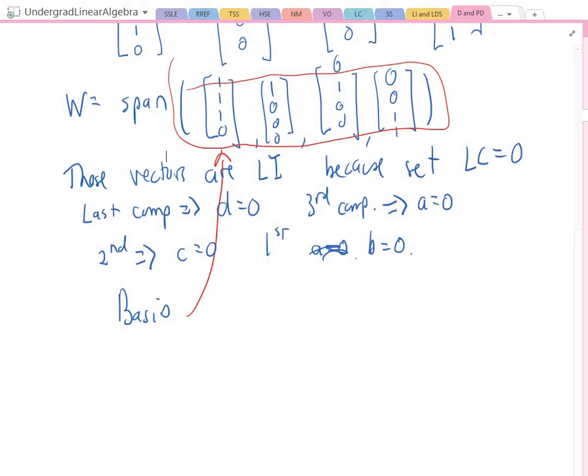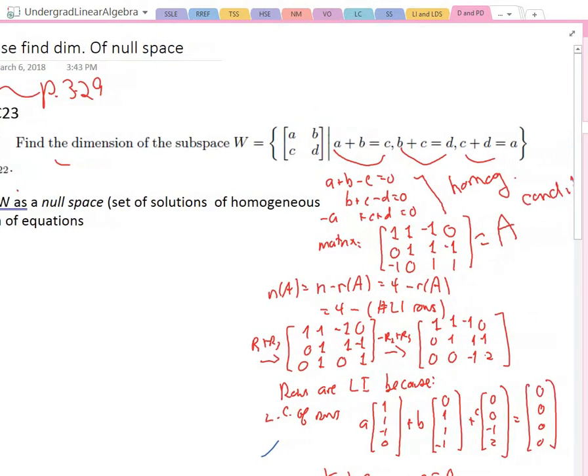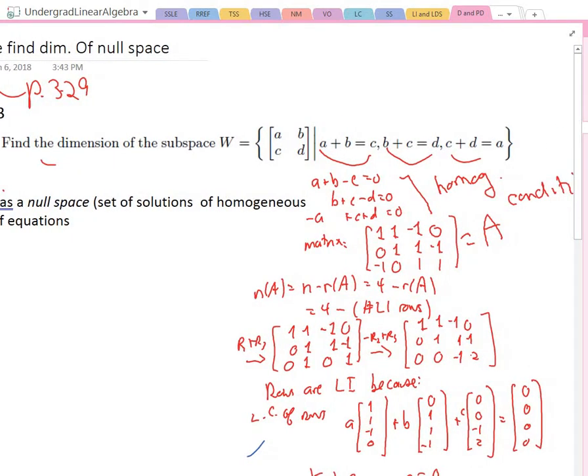All right, let's move on. Find the dimension of a null space. So here I have M22, and I'm looking for the dimension of this subspace determined by these relations. It's A, B, C, D, where you have these 3 relations. So I suggest you pause the video, don't look at my solution, see if you can solve this on your own. Find the dimension of this subspace.